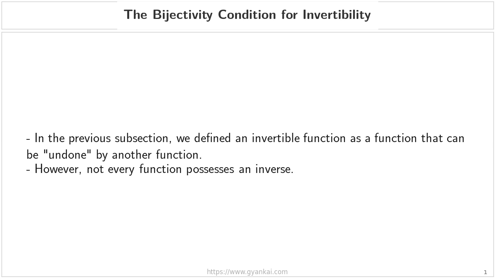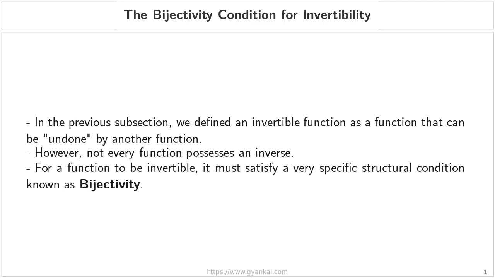However, it is important to realize that not every function possesses an inverse. You cannot simply assume that every mathematical relationship can be reversed. For a function to be truly invertible, it must satisfy a very specific structural condition known as bijectivity. Think of bijectivity as the golden rule that a function must follow if it wants to have an inverse.